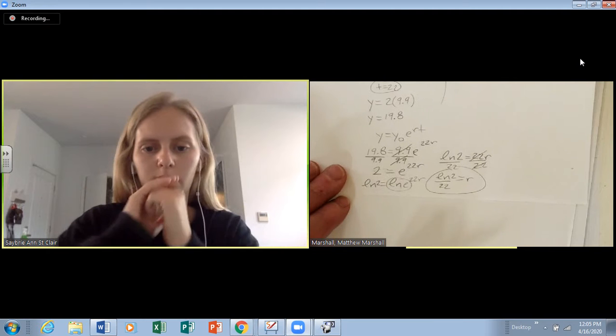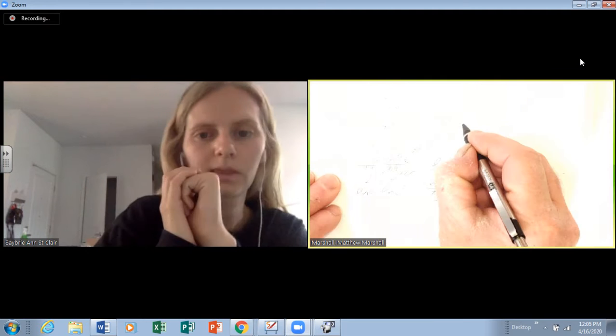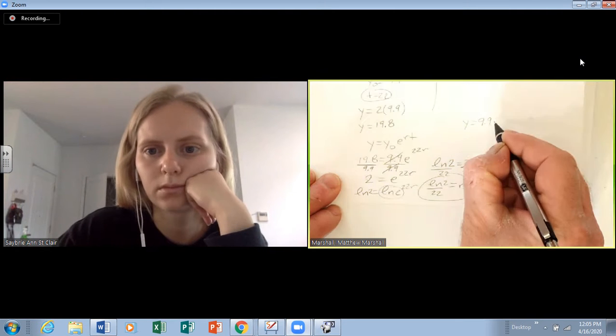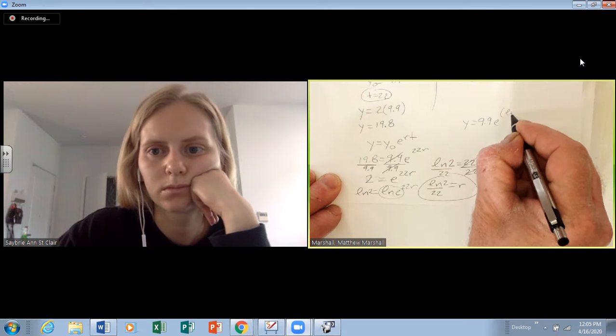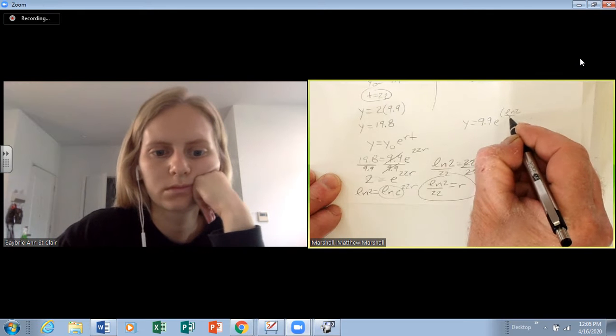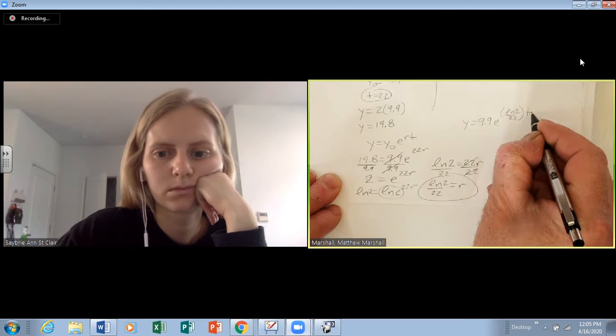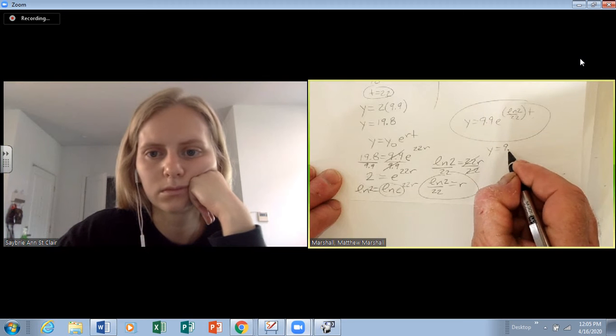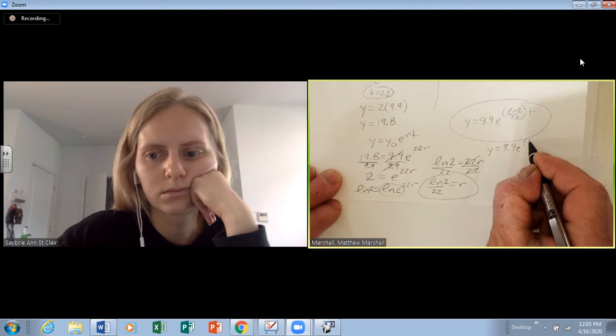Yep. So part 1 is y equals the initial amount 9.9 e to the ln 2 over 22 times t, and then the next one where you plug in 15 into that.